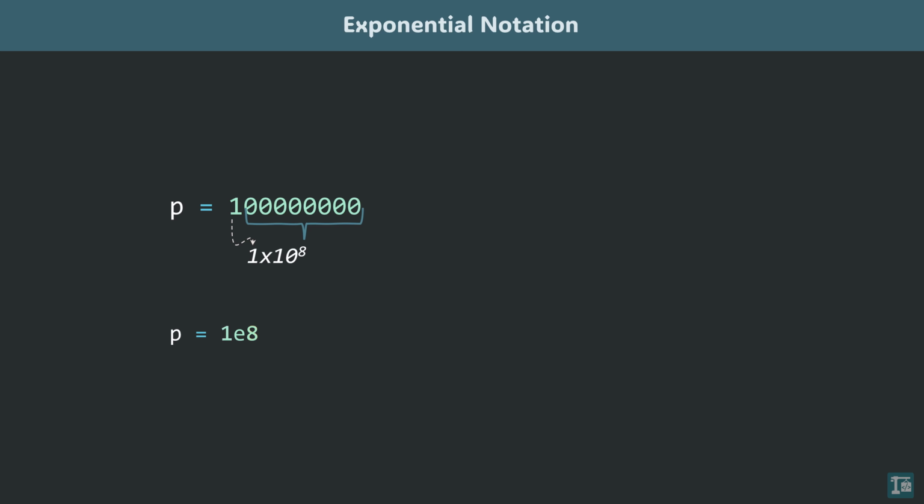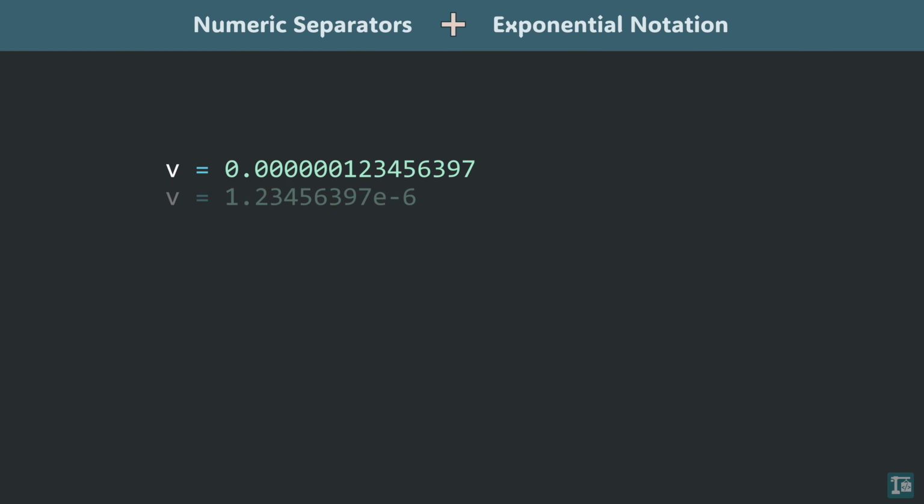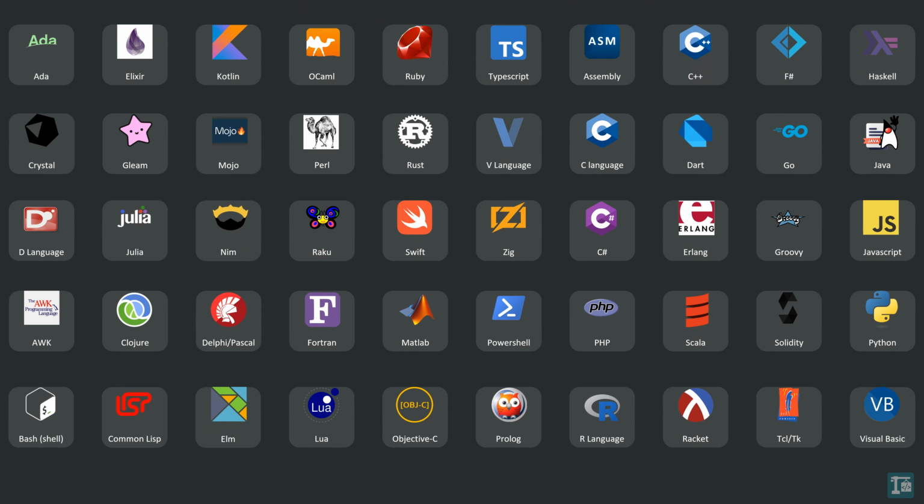But here's the catch. If the number isn't a clean power of 10, it can still be hard to read. For example, writing 5,000,001 in exponential form doesn't make it much clearer, since the mantissa can still be difficult to parse at a glance. In languages that support numeric separators, you can combine the two, numeric separators and exponential notation, for maximum clarity. Now, there's another trick that works in all 50 languages.